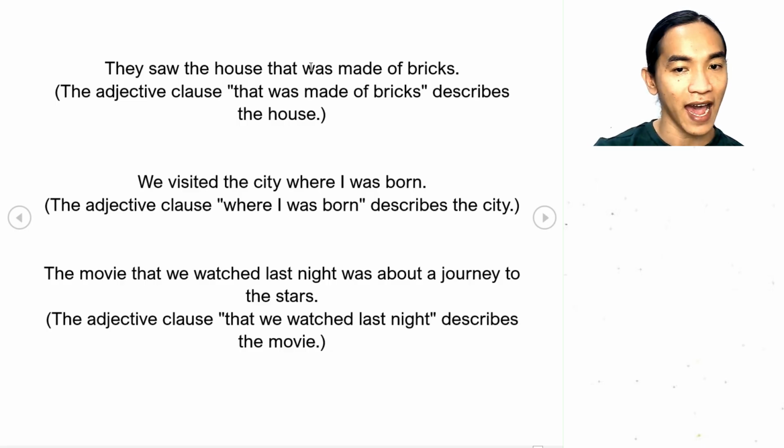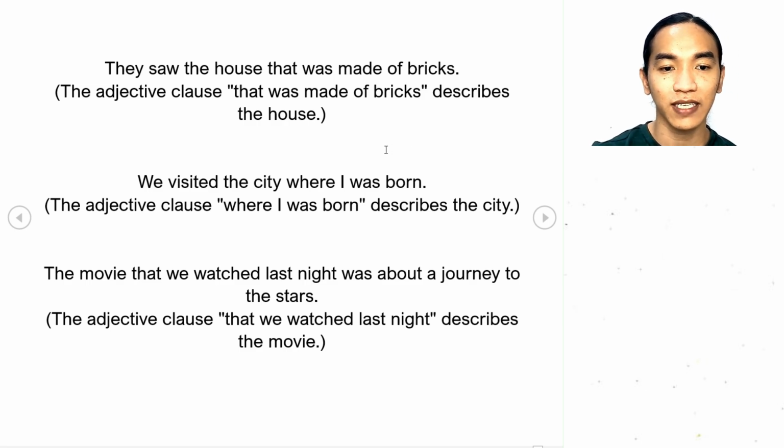They saw the house that was made of bricks. They saw the house is already a complete sentence. That was made of bricks is your adjective clause describing the house. Next one: we visited the city where I was born. What is the adjective clause that describes the city? Where I was born.